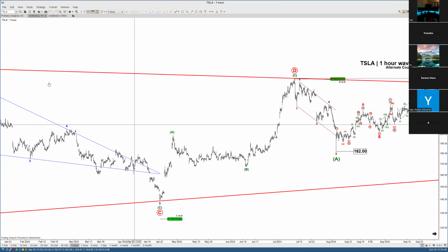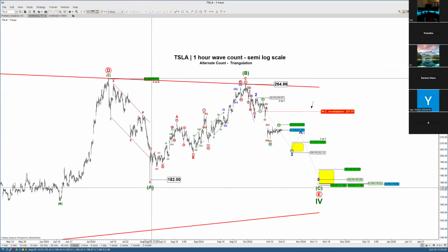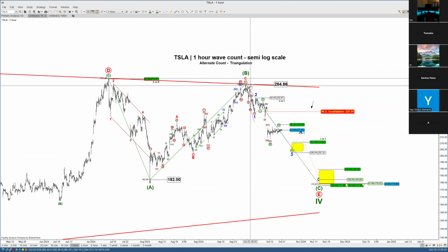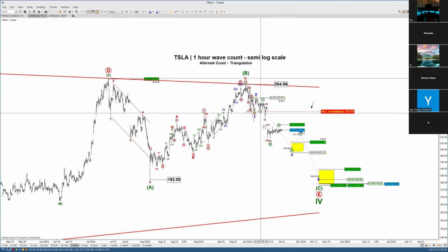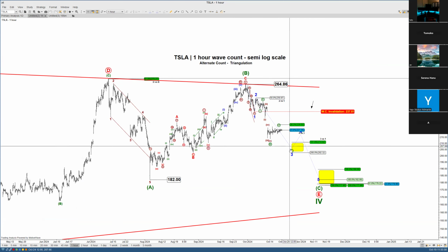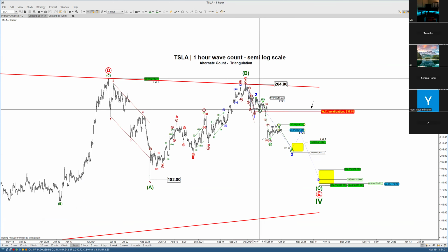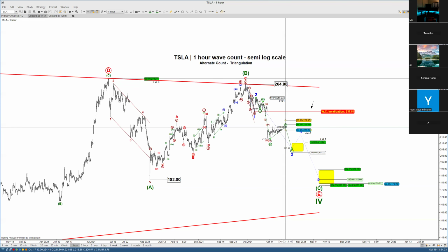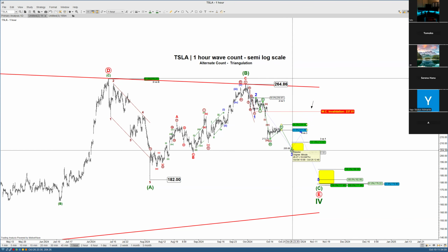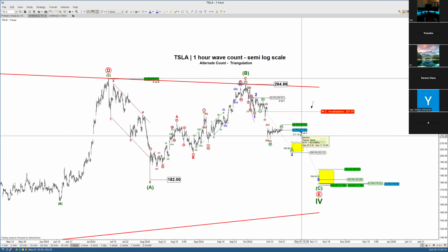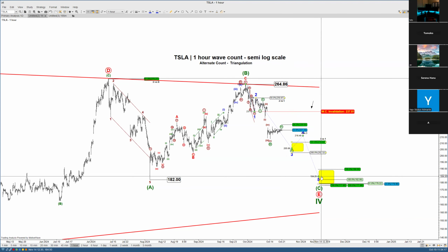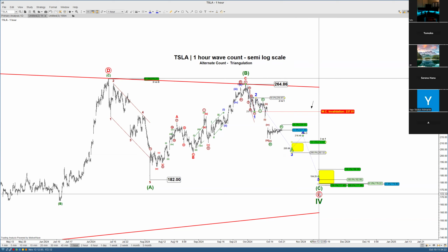So we have a full triangle going here. This is down in A, up in B. So you got 1, 2. Now you got a complete 3 within this 3. So you got 1, 2, 3. This is where we just chopped around all week. Looks like some sort of a triangle. And then it shows you one more push down to the downside to complete this 3. Once it completes, then it gives you the bounce up in 4, then down in 5. You have to complete 5 waves to complete C of the E of a triangulation into your 4th wave.